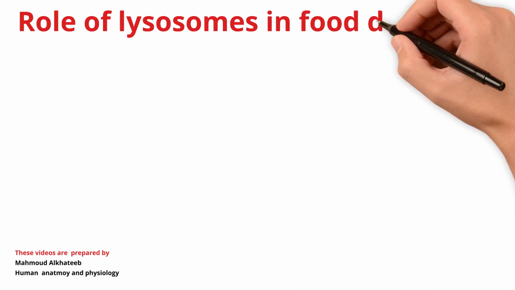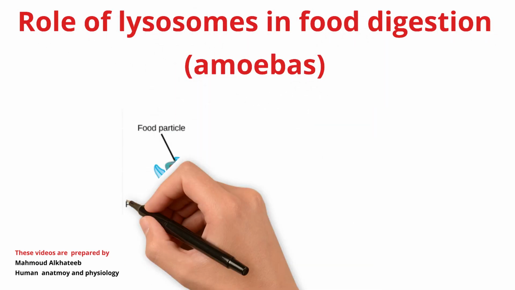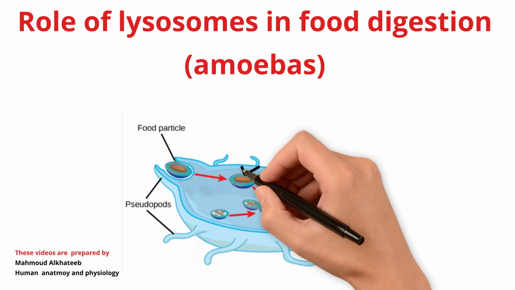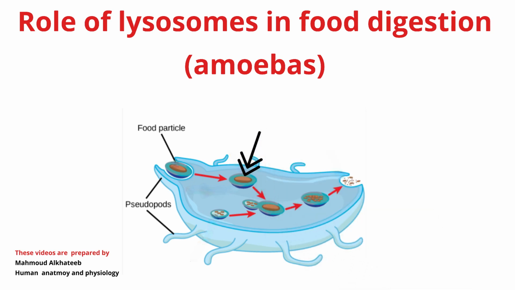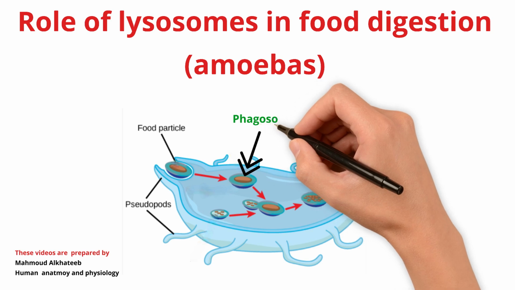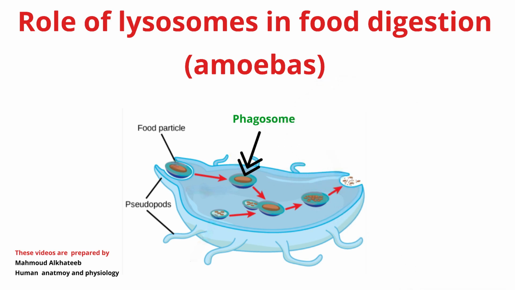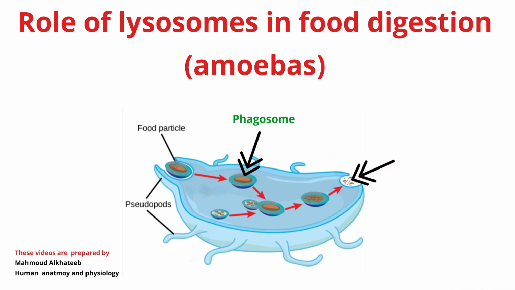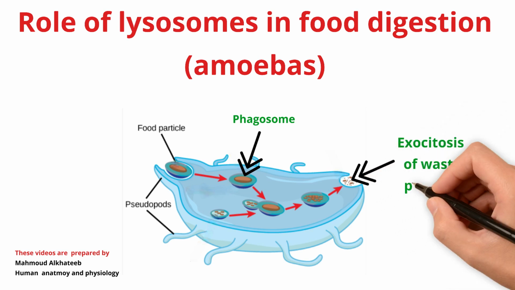Lysosomes are not exclusive to immune cells but also play a crucial role in nutrient digestion within unicellular organisms. In amoebas, for instance, food particles are engulfed via phagocytosis, forming a phagosome that subsequently fuses with lysosomes for enzymatic digestion. Like what happens in the macrophages as discussed before, the resulting nutrients, such as amino acids, sugars, and fatty acids, are then absorbed for cellular sustenance, while any waste is excreted through exocytosis.